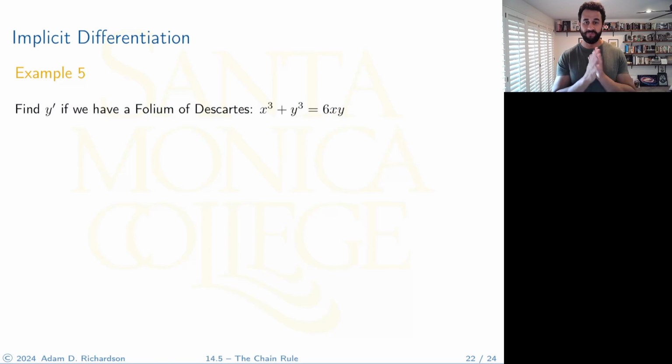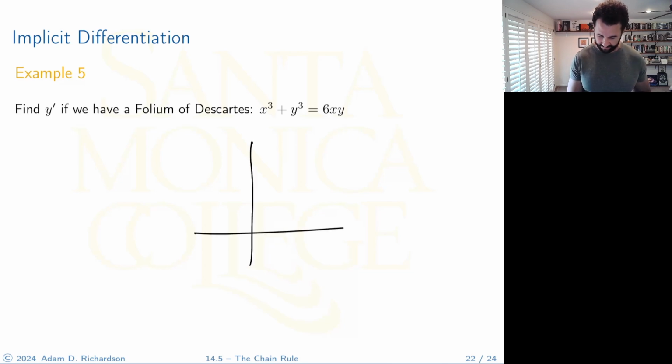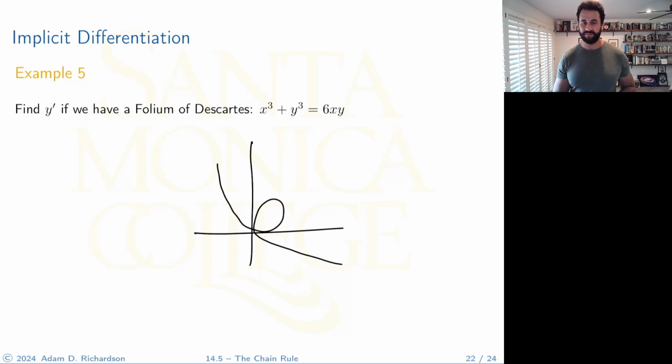Okay, so here's a fun one. This is one that I do in Calc 1. This is the equation that gives you the folium of Descartes. It's the one that looks a little bit like this. I know I butchered that, but that's about what it looks like. This is a classic curve to use implicit differentiation on in Calc 1.